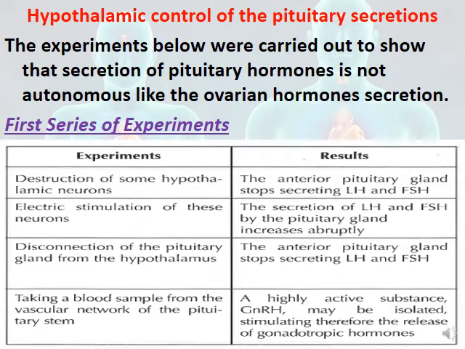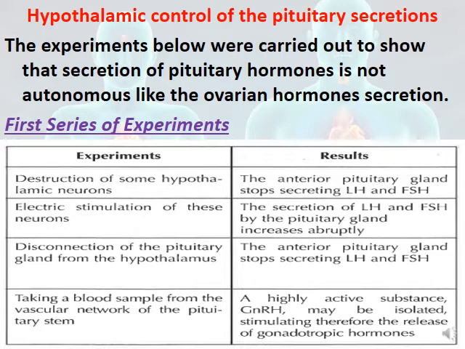Moving to the second idea, about the hypothalamic control of the pituitary secretions. So we have the hypothalamic-pituitary control on the pituitary secretions. Let's start step by step. First, you have to know that the experiments below were carried out to show that the secretion of the pituitary hormones is not autonomous, like the ovarian hormones secretion. Let's start with the first experiment.